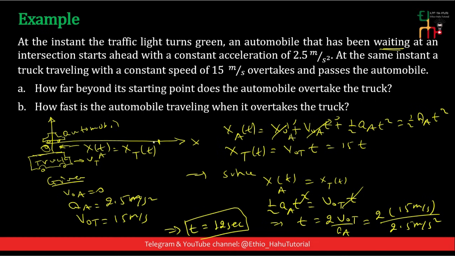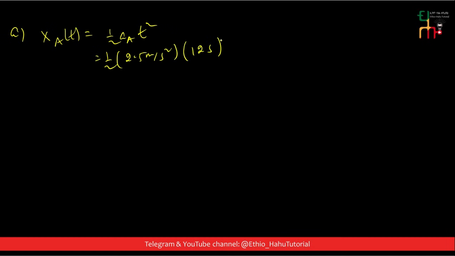When the automobile overtakes the truck, the distance traveled by the automobile is given by this. A. Distance traveled by the automobile when it overtakes the truck is 1 over 2 times acceleration of the automobile times t square. This is equal to 1 over 2 times 2.5 meters per second square times 12 seconds square. This is equal to 180 meters.